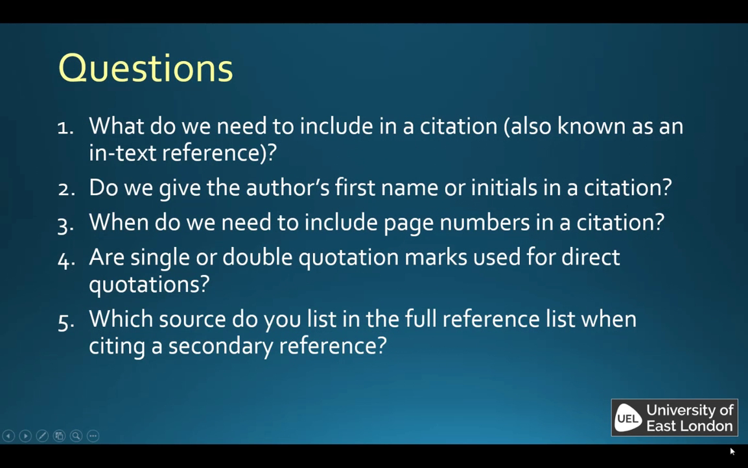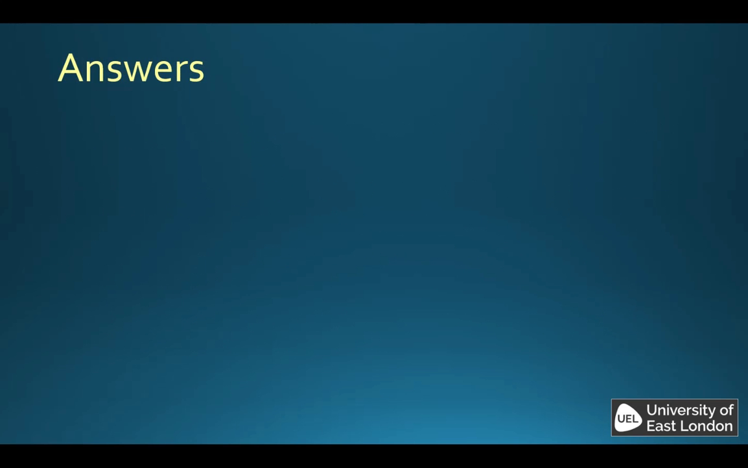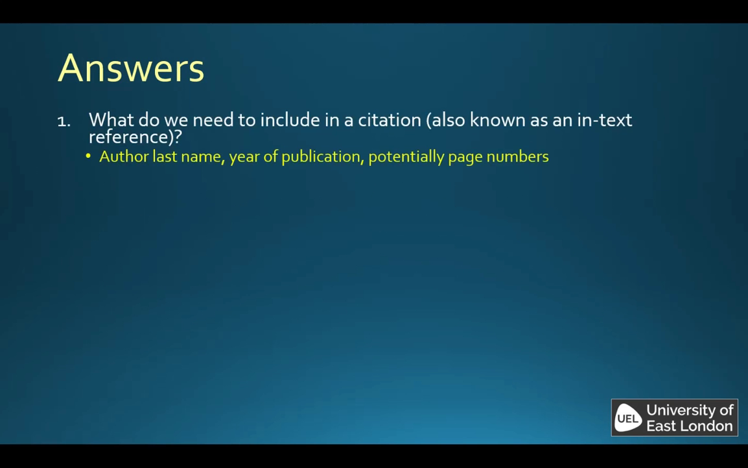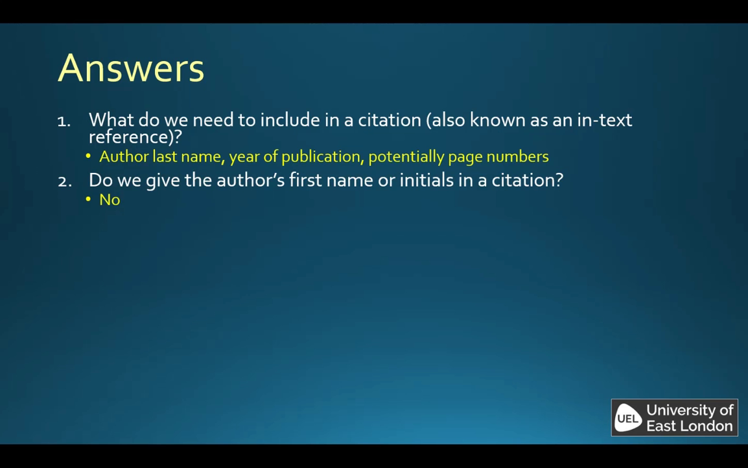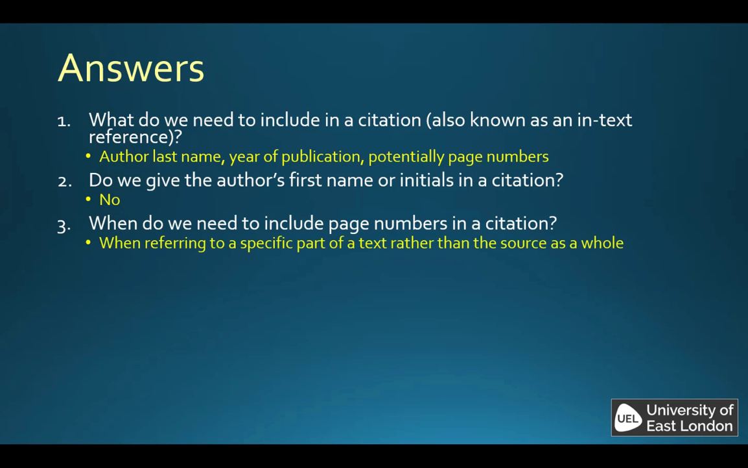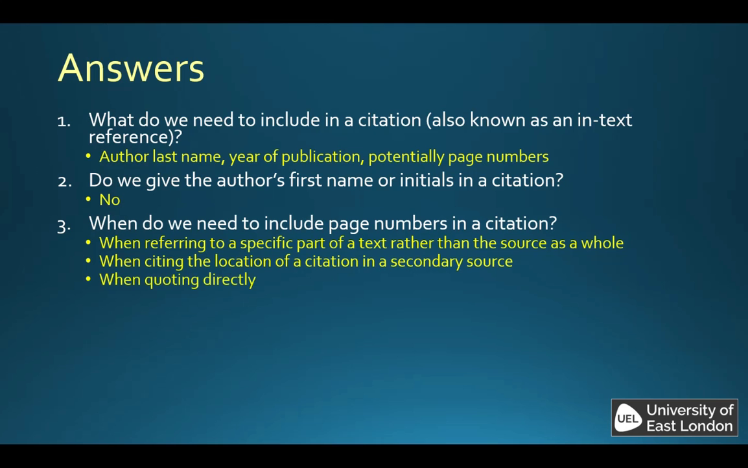Here are the questions. Pause the video now in order to answer them. Here are the answers. Number 1. The answer is author last name, year of publication, and potentially page numbers. Number 2, the answer is no. Number 3, when referring to a specific part of a text rather than the source as a whole, when citing the location of a citation in a secondary source, when quoting directly, and it's also recommended for paraphrases.